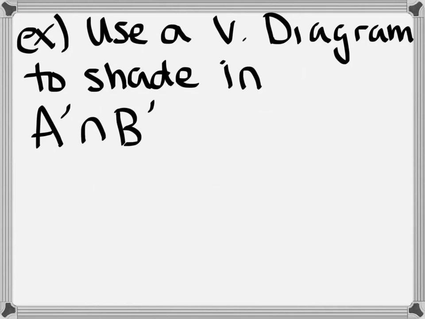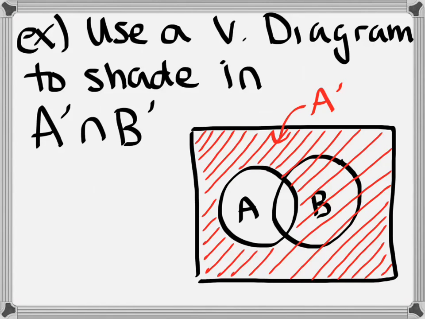For instance, I could say, use a Venn diagram to shade in A complement intersect B complement. What this means is that we're looking for the intersection of the set A complement and the set B complement. Before we can find their intersection, we have to first understand what those sets are. So if we draw a Venn diagram that represents A complement, again this is everything outside of A, we would shade in everything outside of A in red, or blue, or whatever color you happen to have.